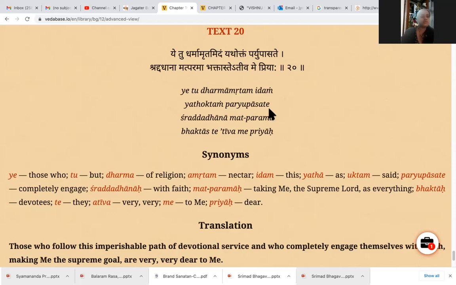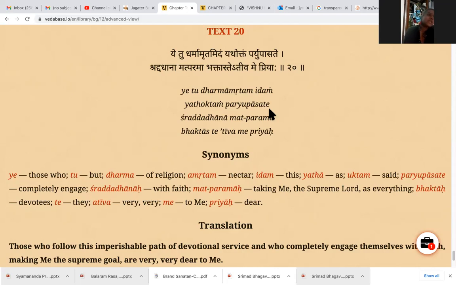Parama is a word referring to the Lord himself, because the Lord encompasses everything. He is the very root, the very cause, the very essence of the entire universe. So Mat Parama means to take the Supreme Lord as everything, literally, figuratively, everything in the universe. Nothing beyond the Lord. So Mat Parama: taking me as everything, with complete faith, engaging oneself in complete devotion or bhakti.